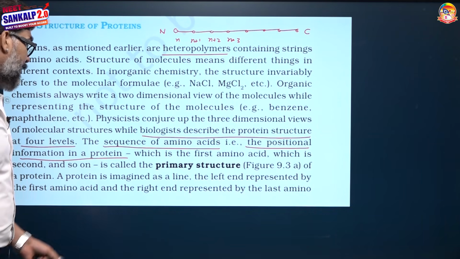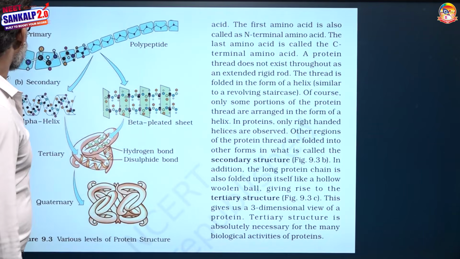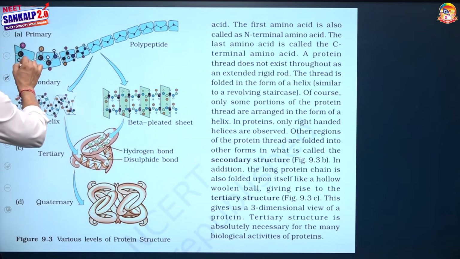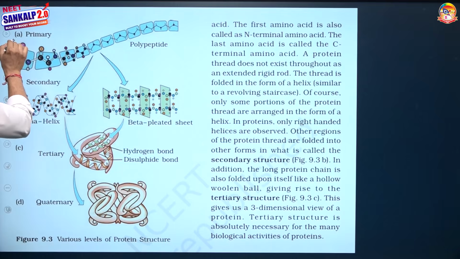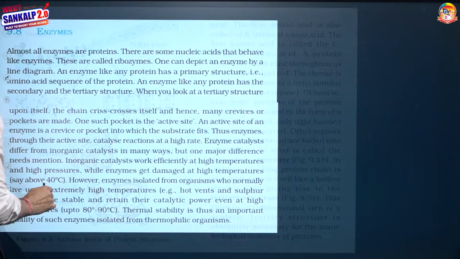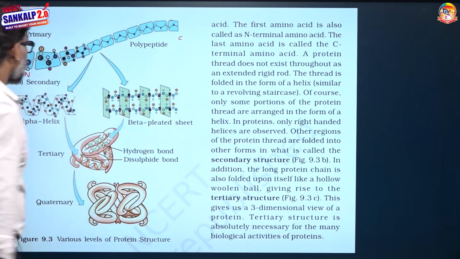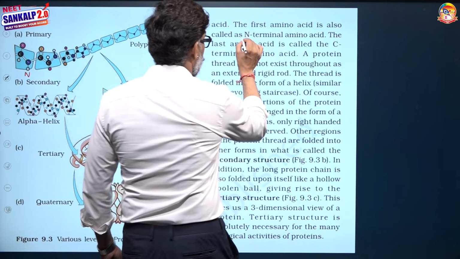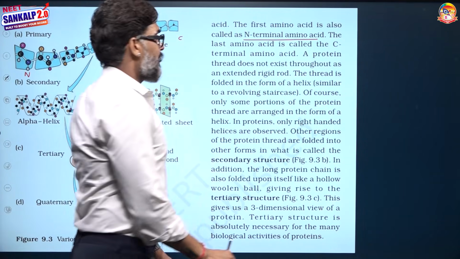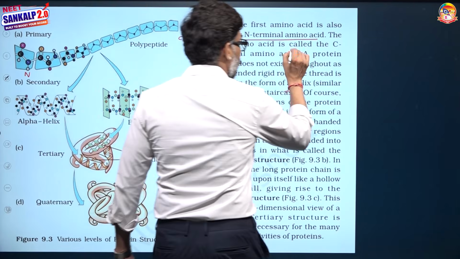A protein is imagined, as we have discussed. So here one amino acid is shown, and so on. This end would be the N-terminus, as I said earlier, and this is the C-terminus. The first amino acid is called the N-terminal amino acid, and the last amino acid is called the C-terminal amino acid.